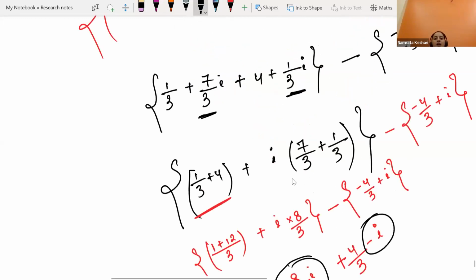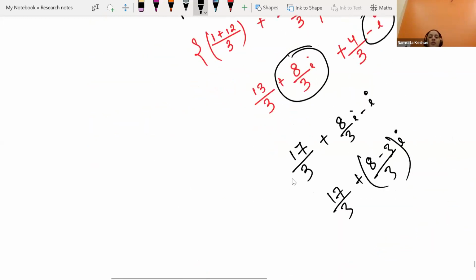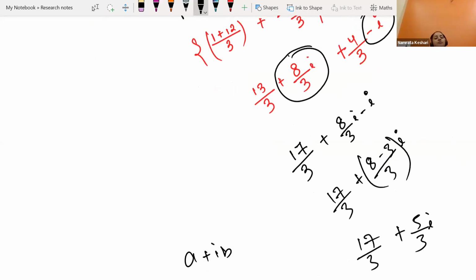Any confusion, Ali and Alina? No, ma'am. See, basic calculation, we just keep on doing the basic simplification. 17 by 3, 8 minus 3, that is 5 by 3i. And this is the final answer because we are done with writing it in the standard form, that is a plus ib. If the question is what is the real part over here, Ali and Alina? And what is the imaginary part? Real part is what? Imaginary part is what?